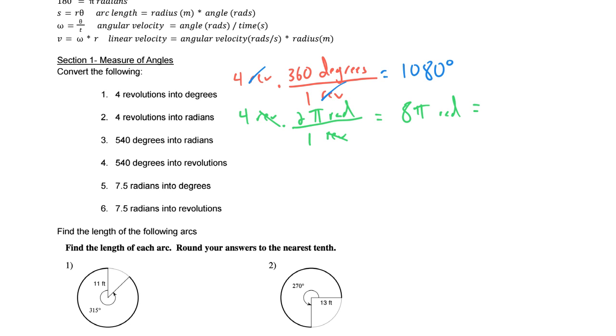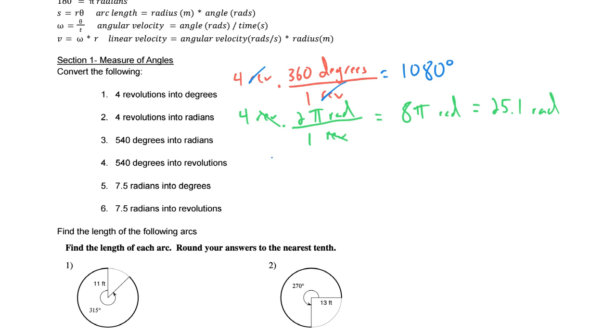But you're also welcome to convert that to a decimal if you would like. 8 times pi is approximately 25.1 radians. All right, let's try going a different direction, like from degrees to radians.